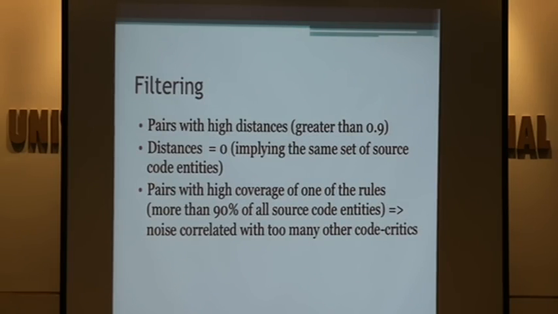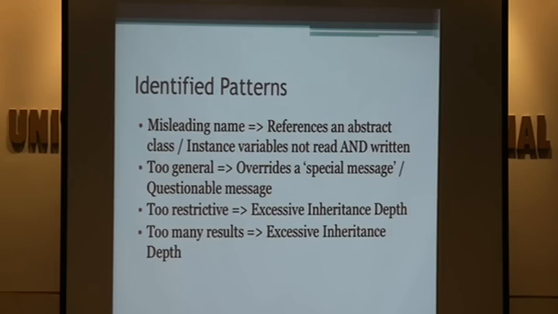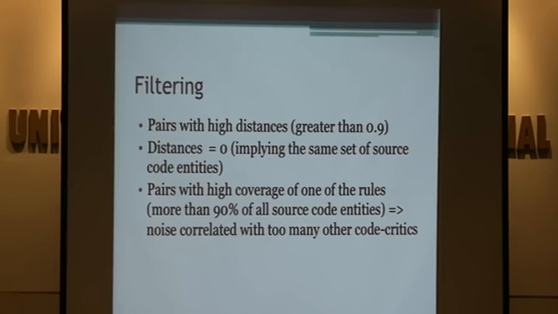So I will filter. Don't worry how I filter. If you have pairs with high distance, close to 1, these are not interesting. If the distance is equal to 0, this means that they are implying the same set of source code. We also filter pairs with high coverage of the rule, because you have rules that are related with too many others.